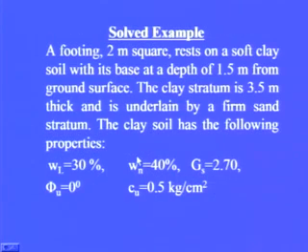Now this can be explained by a solved example. A footing 2 meter square rests on a soft clay soil with its base at a depth of 1.5 meter from ground surface. The clay stratum is 3.5 meter thick and is underlain by a firm sand stratum. The clay soil has the following properties: liquid limit 30%, natural water content 40%, specific gravity of soil solids 2.7, phi u is 0 because this is the case of clay, and Cu equal to 0.5 kg per centimeter square.